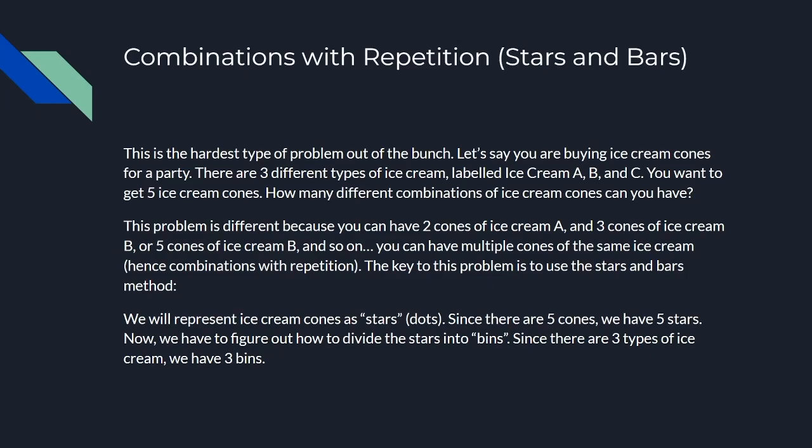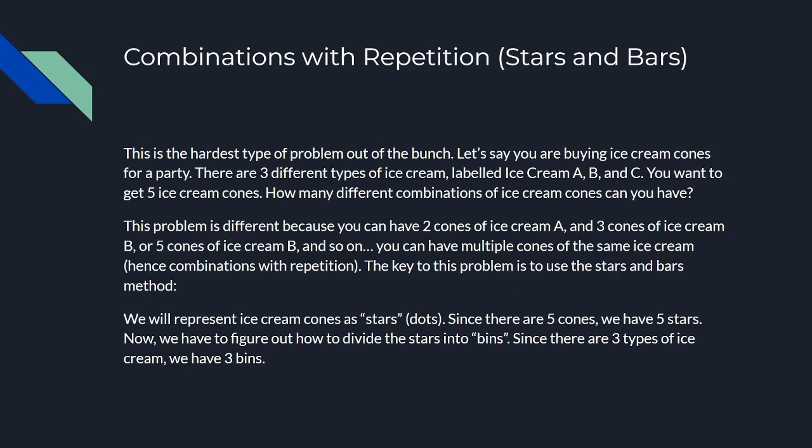So the key to this problem is to use what's called the stars and bars method. It's also called balls and urns, or cookies and kids. There are many names for this, but I think stars and bars is generally the one that's the most used. We will represent ice cream cones as quote-unquote stars or dots. And since there are 5 cones, we have 5 stars.